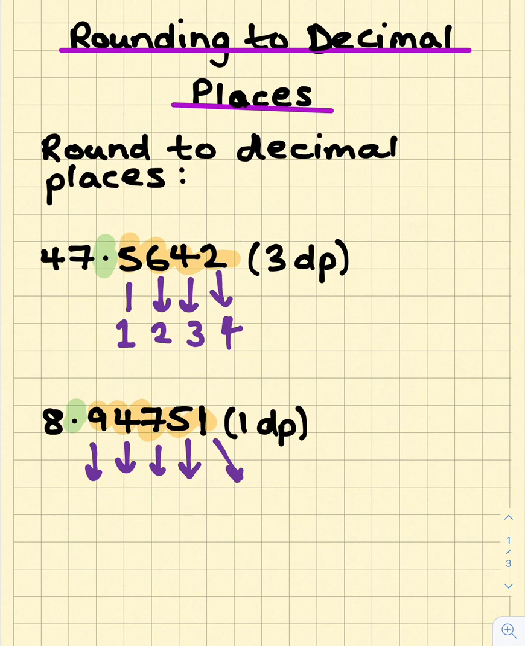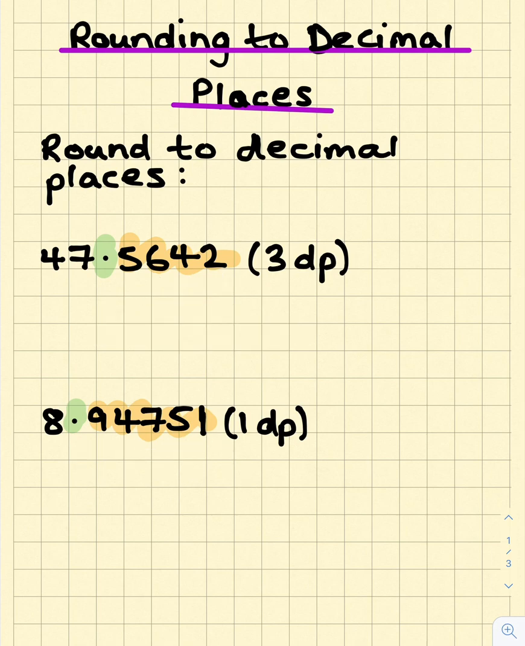So what we're going to do today is learn how to round to decimal places. Let's take a look at this first example. Let me just neaten that up for you. Perfect. Right. Round 47.5642 to 3 decimal places.